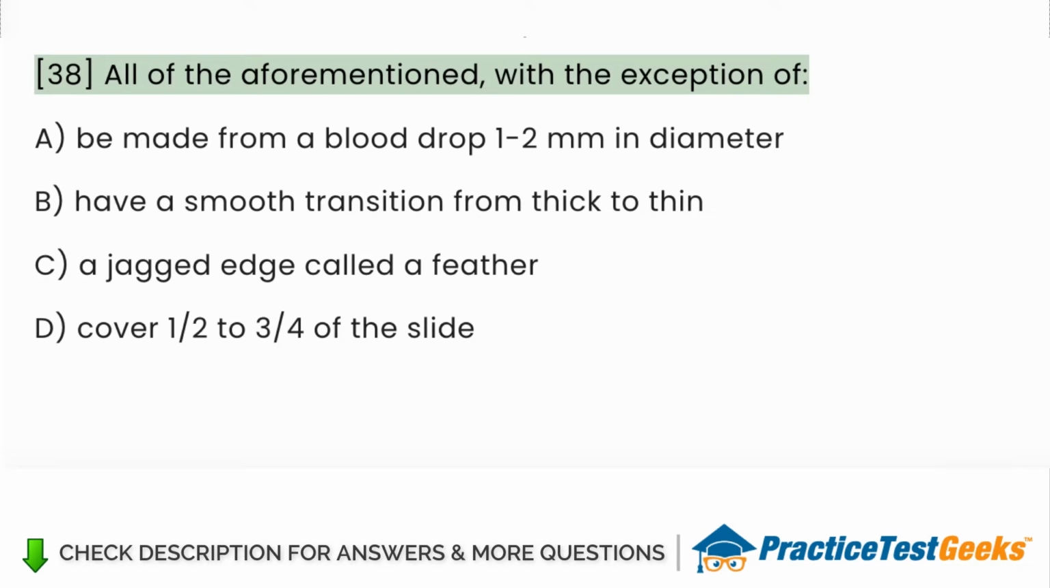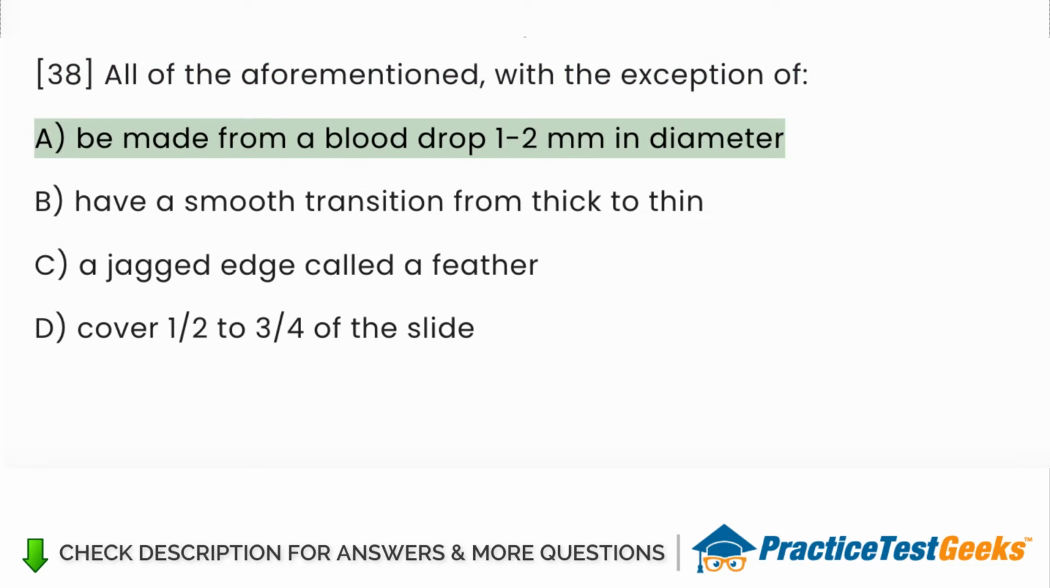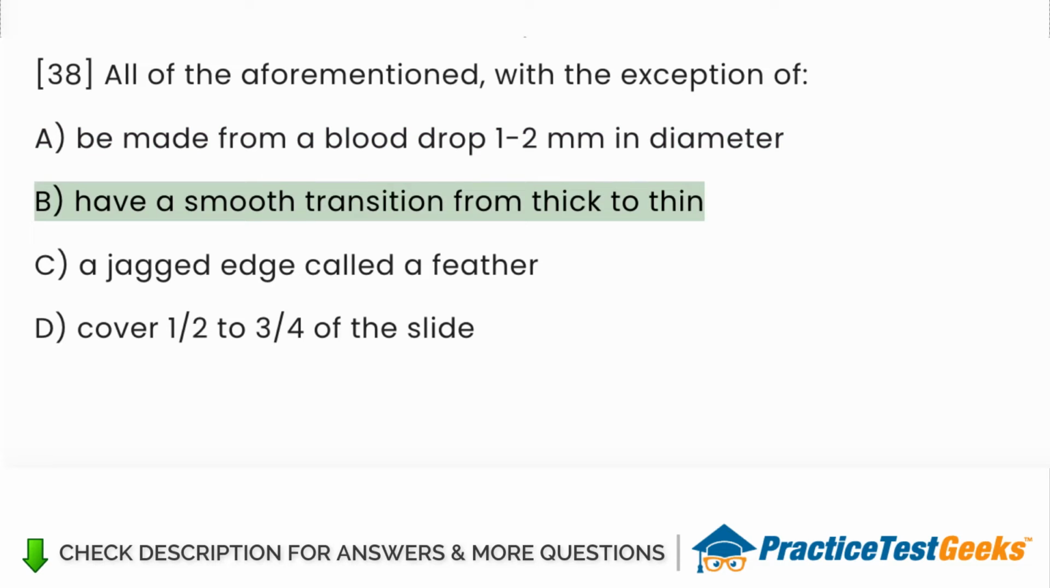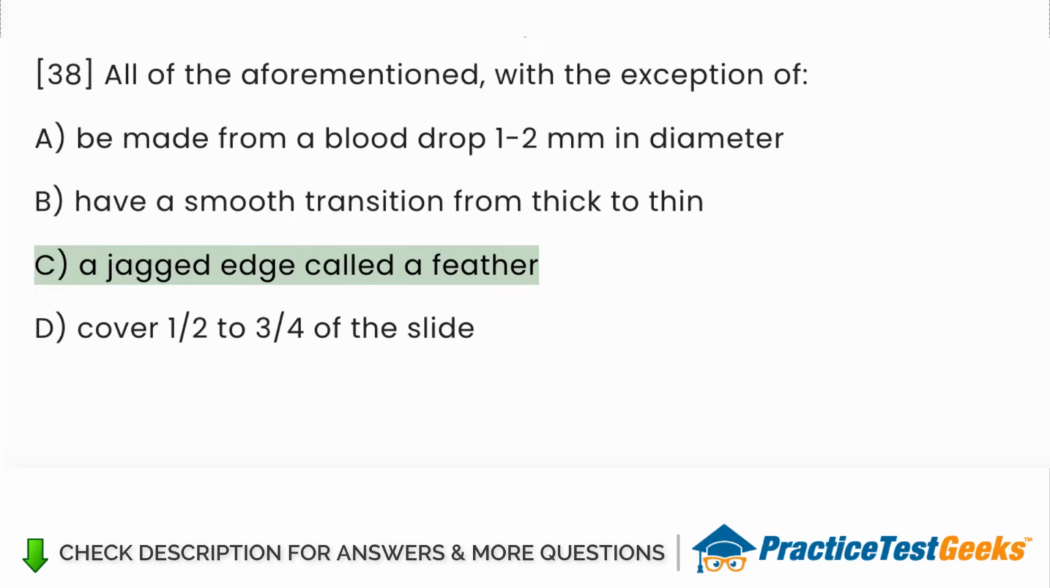All of the aforementioned, with the exception of A. Be made from a blood drop 1 to 2 mm in diameter. B. Have a smooth transition from thick to thin. C. A jagged edge called a feather. D. Cover 1/2 to 3/4 of the slide.